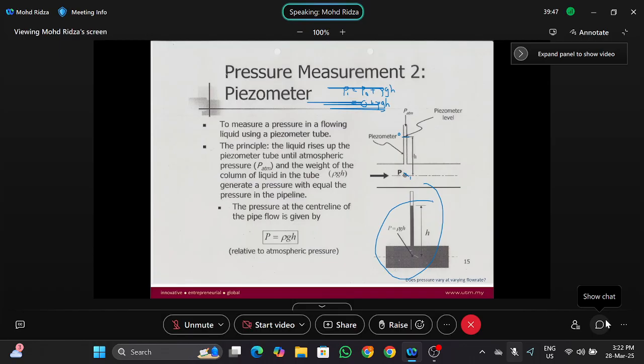So this is the piezometer. Pressure in pipes is important because we have to monitor the pressure in the pipe. One, it has to have enough pressure to move the fluid towards the intended customer. If the pressure is too low, the water will not arrive in our houses. Second, if the pressure is too high, it might damage the pipe. So we have to monitor the pressure. So this is one way of monitoring.